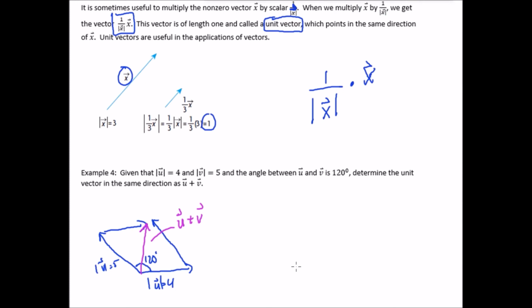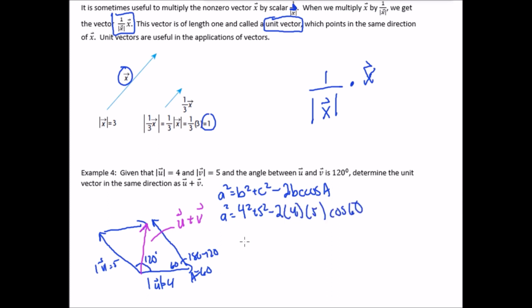So first, let's just solve using the cosine law. Okay, so this was 120. That means this is going to be 180 minus 120. Okay, it's going to be 60. This is 60 degrees between the two, head to tail. So let's call this A for simplicity. A squared equals B squared plus C squared minus 2BC cos A. A squared equals 4 squared plus 5 squared minus 2 times 4 times 5 cos 60. So we get A squared equals 16 plus 25 minus 8 times 5 is 40 cos 60. We get 21. So let's root both of those. A equals, let's just leave it as root 21 so it's exact.